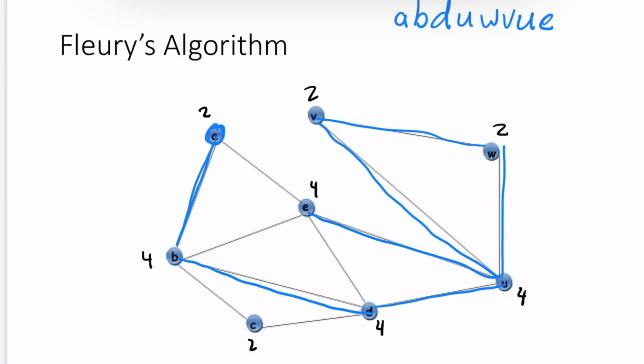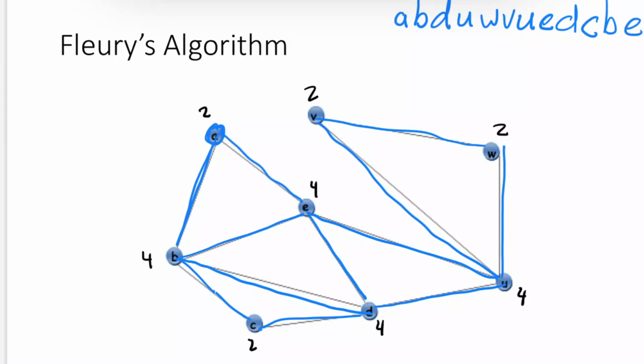Now, if I were to go back to C, that would make the graph disconnected because I would still have these other edges I haven't used yet. So I can't go back to A, but I can go to B or to D. So I'm going to choose to go to D. And then from D, I'm going to go to C. And then from C, I'm going to go to B. And then from B, I'm going to go to E. And then I'm going to go from E to C.